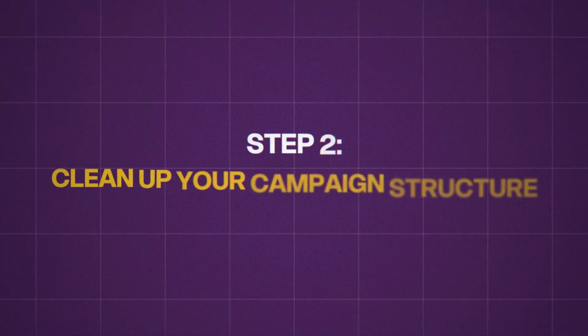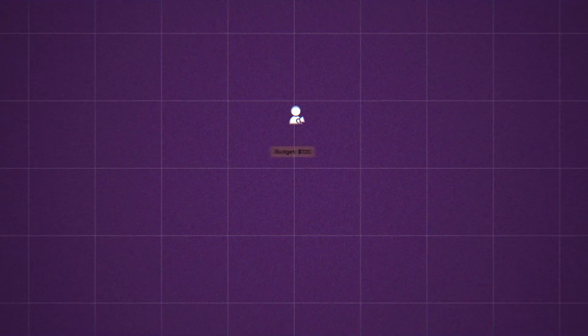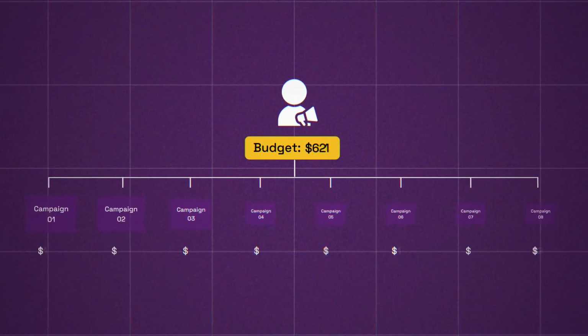From there, once your tracking is clean and the algorithm understands what a real buyer looks like, the next thing that determines whether it can find them is how your campaigns are structured. Step number 2, clean up your campaign structure. The core problem is that most accounts spread budget across too many campaigns, which leaves each one too data starved for the algorithm to optimize.